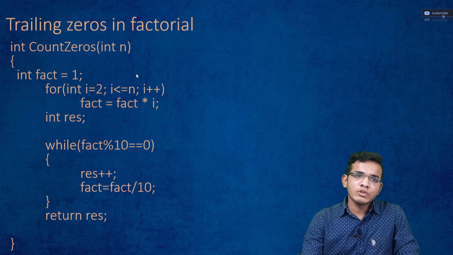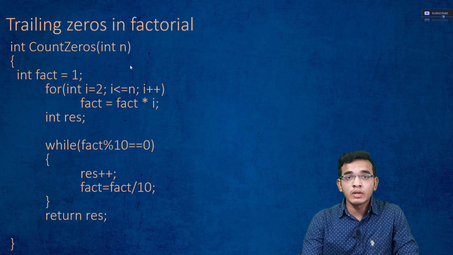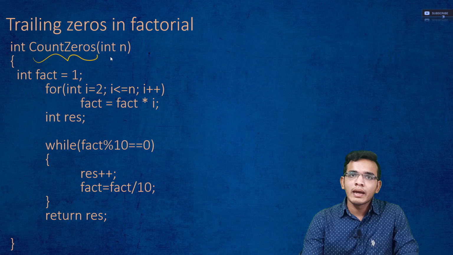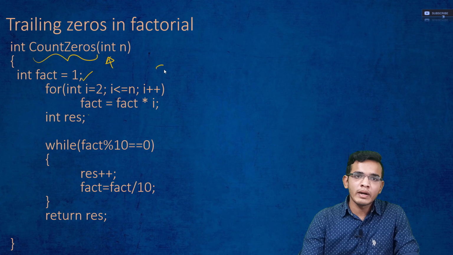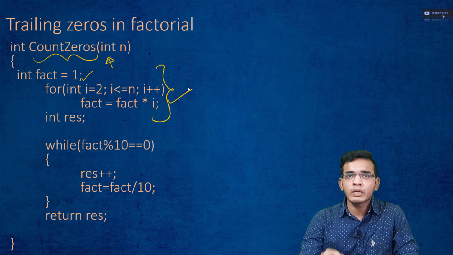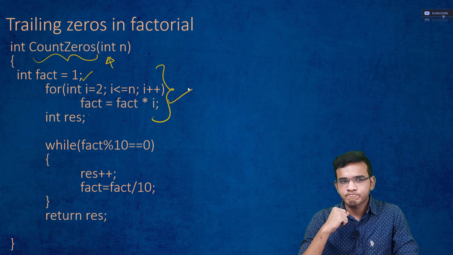I will consider a naive solution here which works for a limited number of inputs. What I am doing is defining a function called count zeros, and I am passing the value of n as a parameter. Initially fact is initialized with 1, and for i equal to 2 to n I am iterating and just calculating the factorial value. This is nowhere different from the previous factorial program which we have seen.